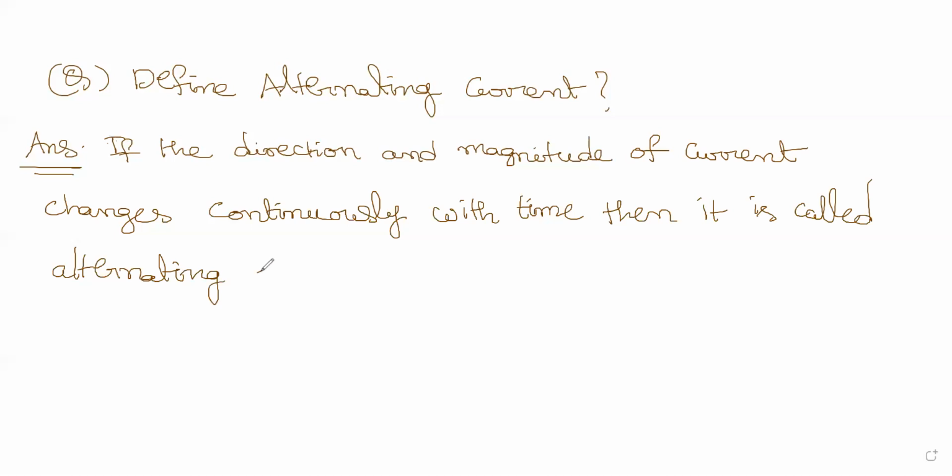Okay, fine. What is alternating voltage? How do you define that? If the direction and magnitude of voltage changes continuously with the time, then it is called alternating voltage. Once I define alternating current, you know how to define alternating voltage. So that's not an issue.